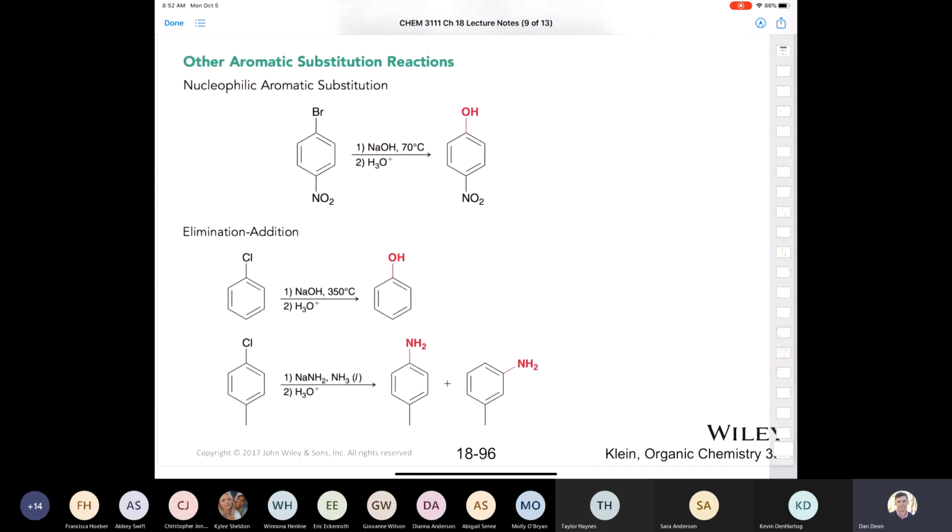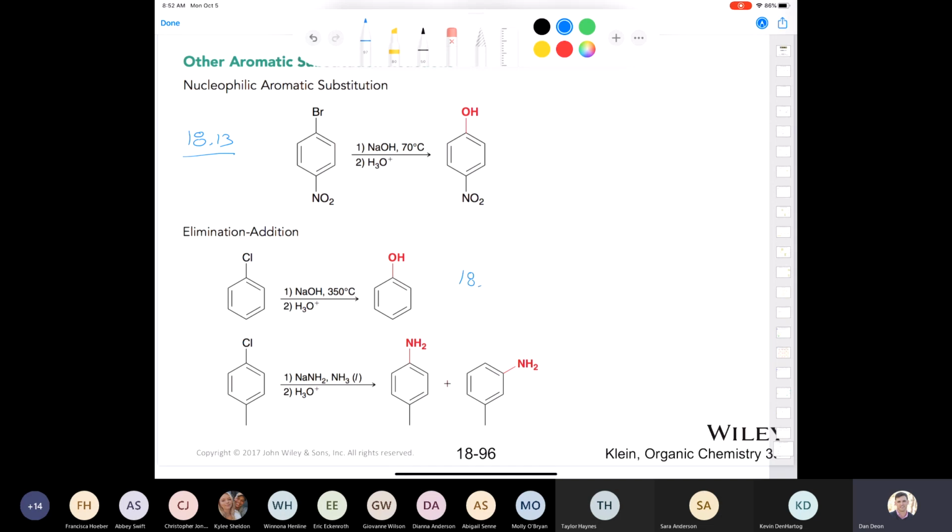So SNAr chemistry, this is section 18.13, and then elimination addition, that was in section 18.14. There's a couple options for the elimination addition. Let's just review them quickly.